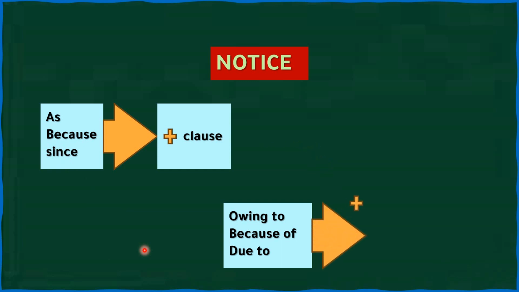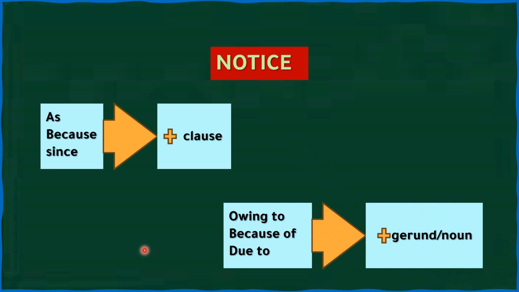Look at here, plus what? Plus gerund, which means the ing form. Or a noun. Unlike these expressions, they are usually succeeded by a clause. They precede the clause. So let's see some examples in order to understand better these rules or this notice.